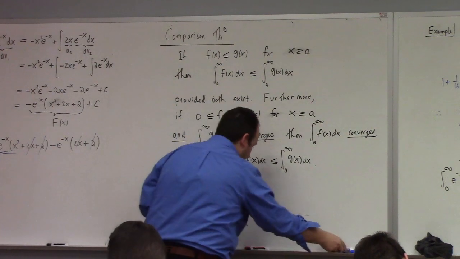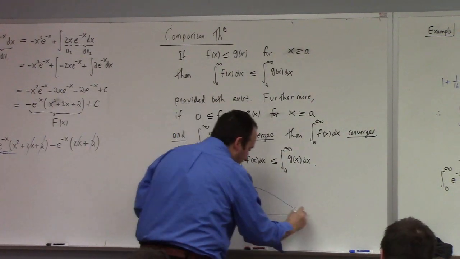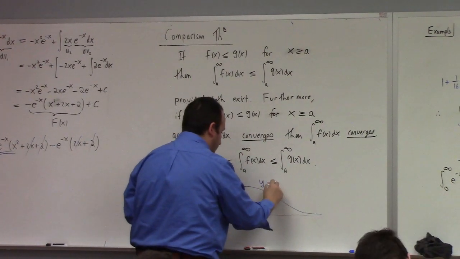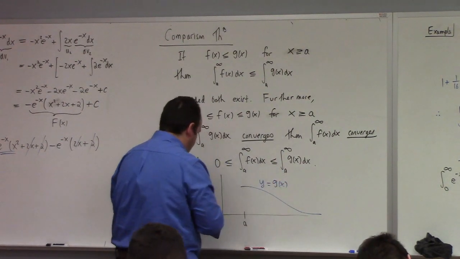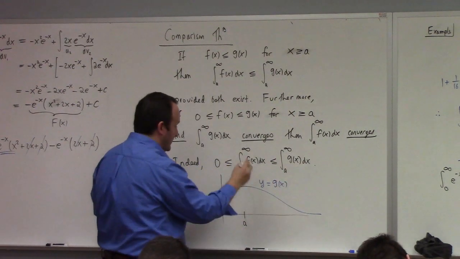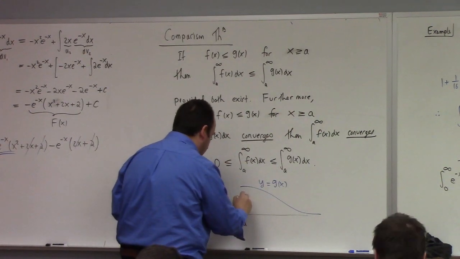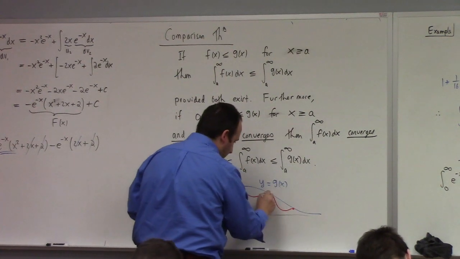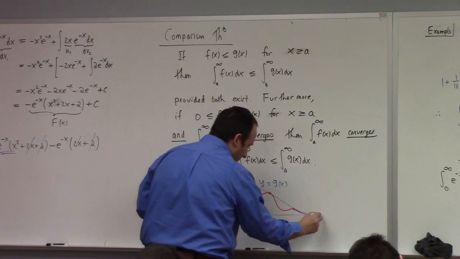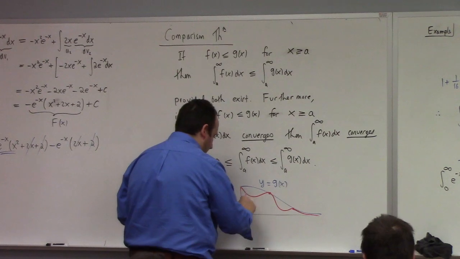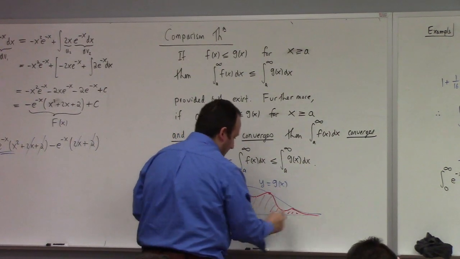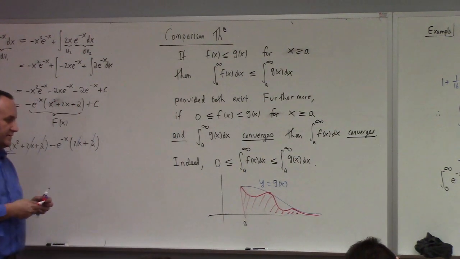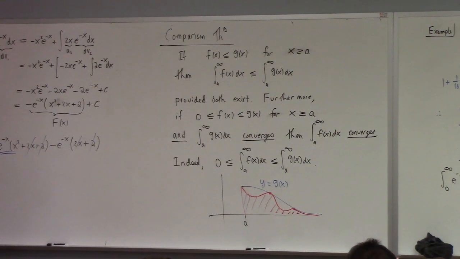So here's a picture of what's going on. So here's y equals g of x. And I'm assuming that the graph of f of x is below it, right? I mean, it could touch on it certain places, right? But it's generally below. And so I'm saying that the area under the red has to be less than the area under the blue. So this is the sort of positive aspect of the theorem in terms of convergence.